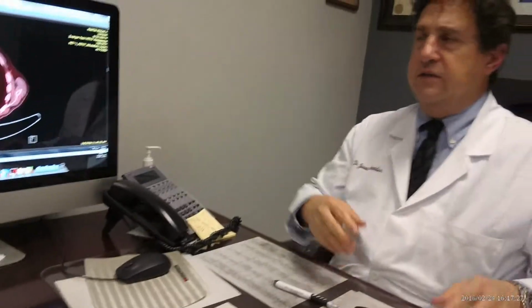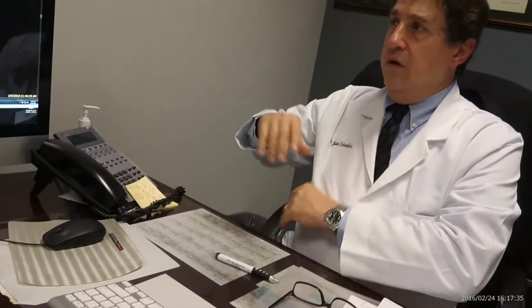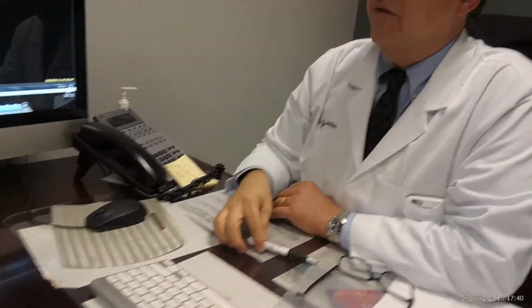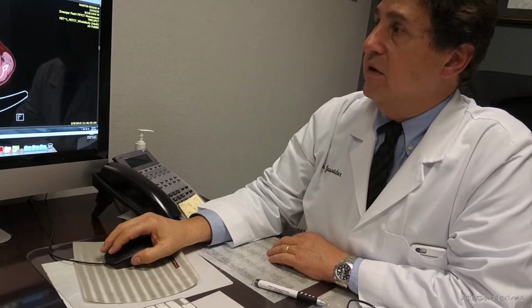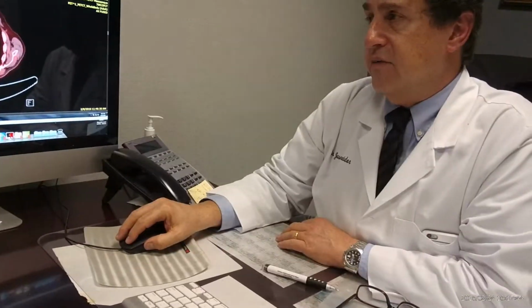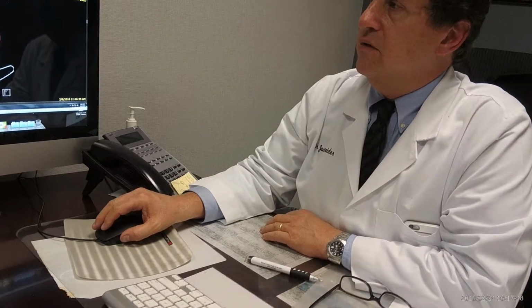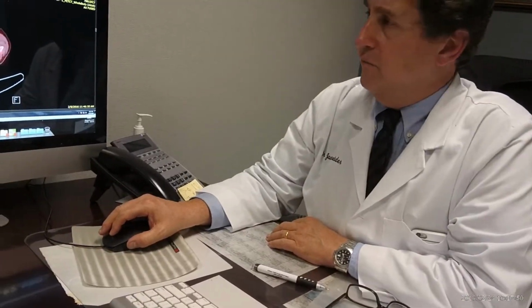Lung cancers, or I should say the blood supply to the lungs, comes from the center area of the body. Much like, God forbid, a woman with a breast cancer tends to spread to the axillary region. What this is telling us is that there's increased metabolic activity going on in the lymph nodes sitting in the area of the middle of the chest. And that this mass, which is about 6 centimeters in size, may have in fact given off tumor cells into the lymph nodes in the center.